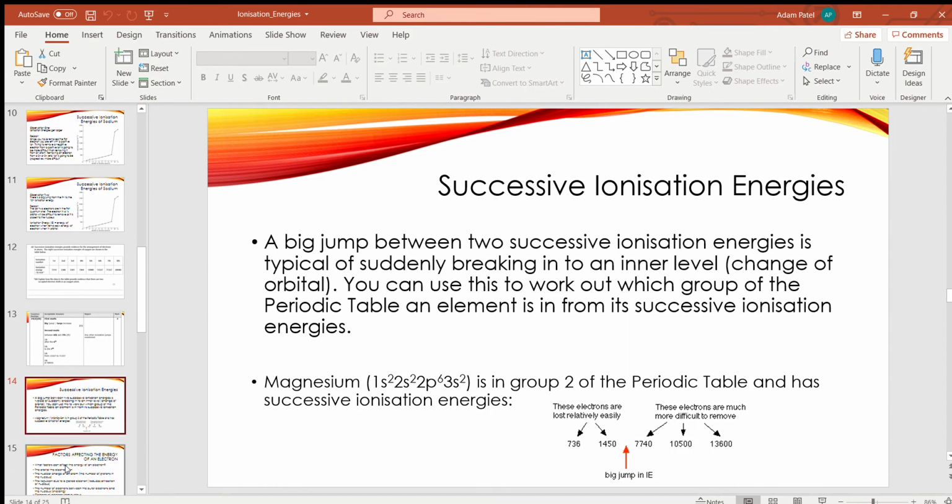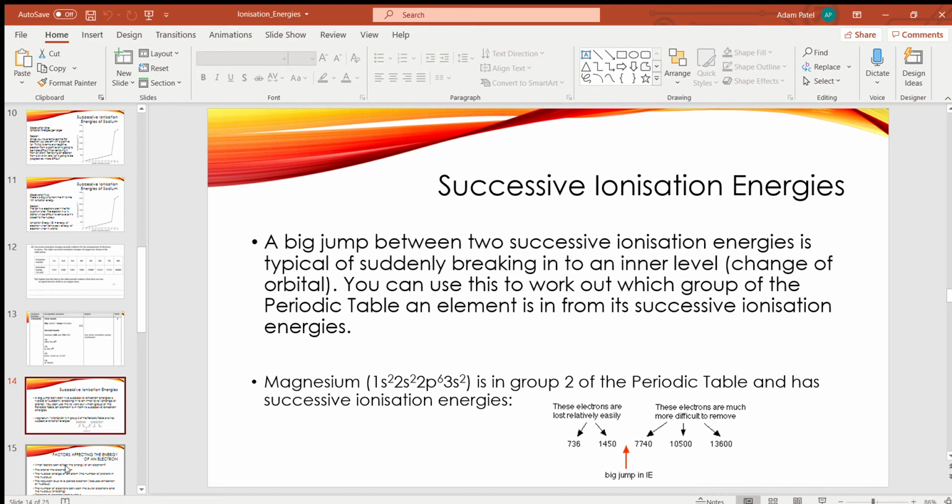Okay, so successive ionization energies: a big jump between two successive ionization energies is typical of suddenly breaking into an inner level. That could be a change in orbital, a change in subshell, or even a change in shell as well. So you can use this to work out which group of the periodic table an element is in from its successive ionization energies.